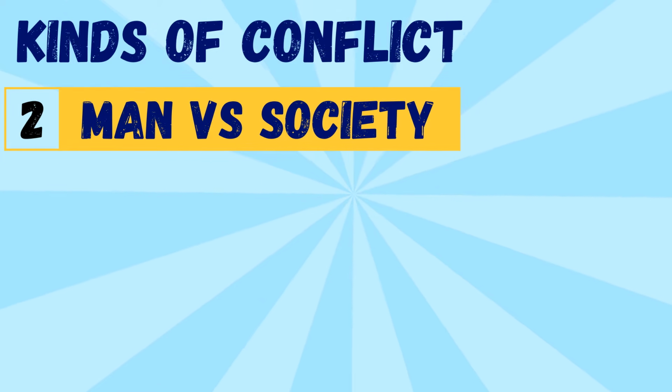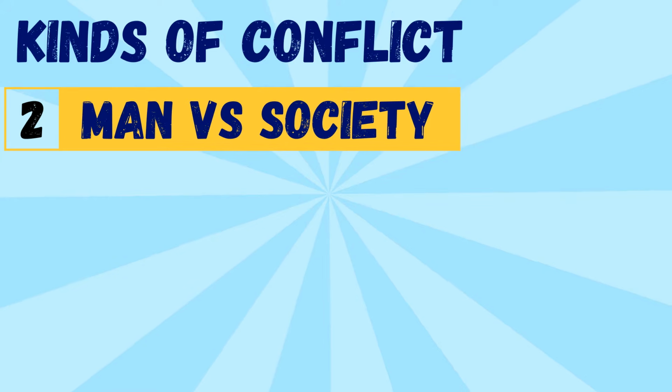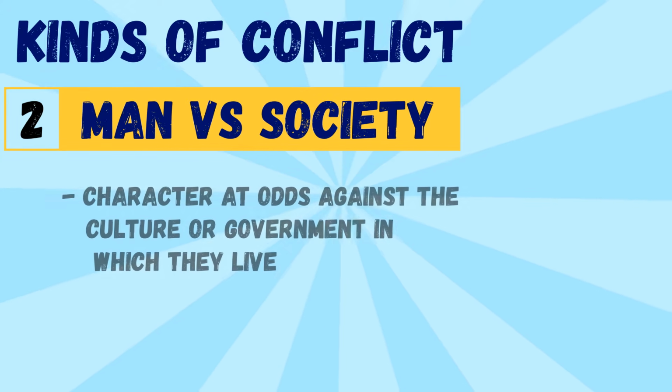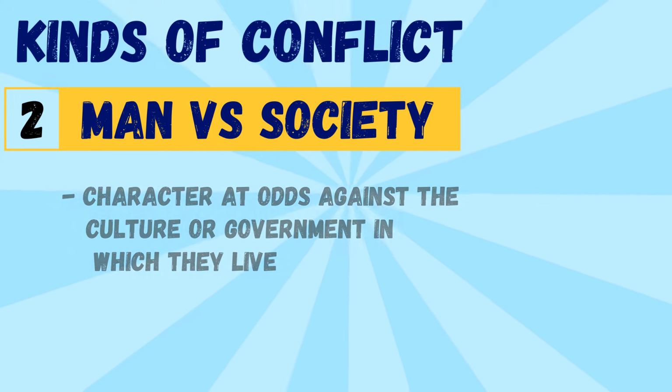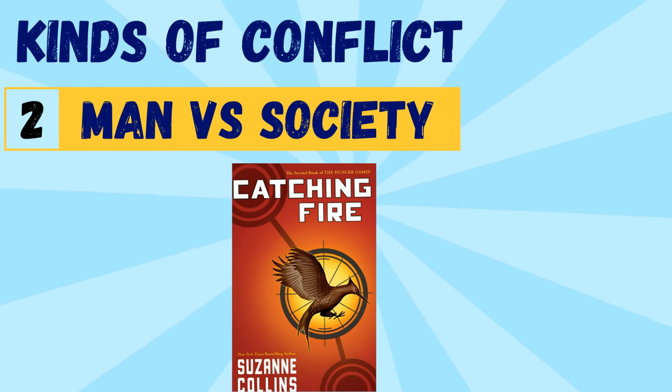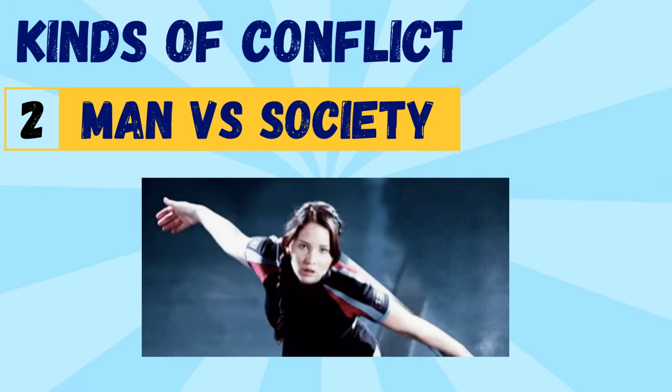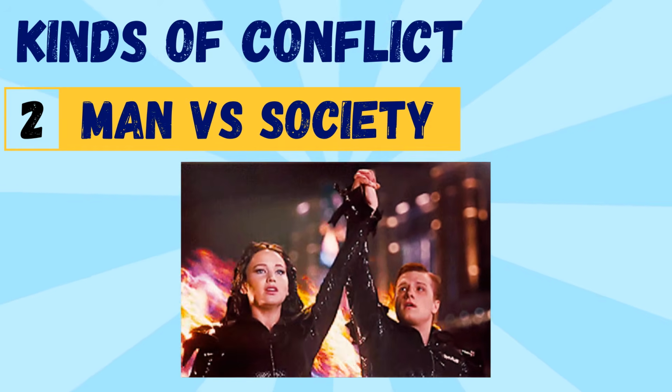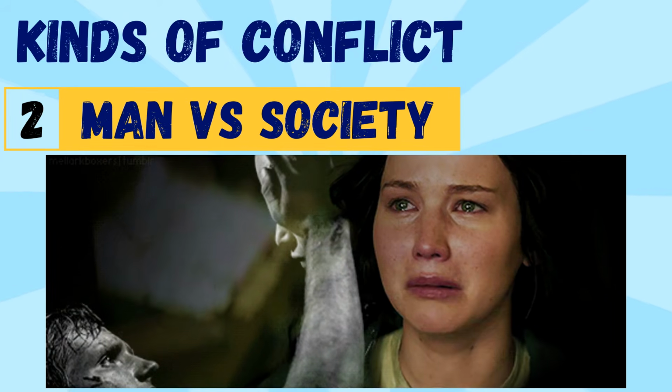Man versus society. This is the sort of conflict you see in books that have a character at odds against the culture or government in which they live. Books like The Hunger Games demonstrate the way a character is presented with the problem of accepting or enduring what is considered a norm of that society but in conflict with the protagonist's moral values.